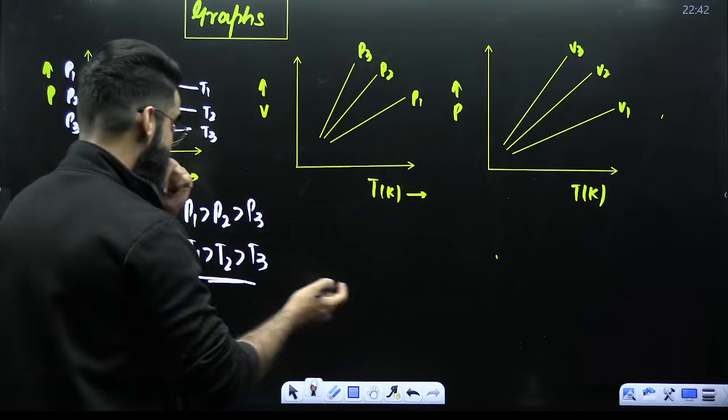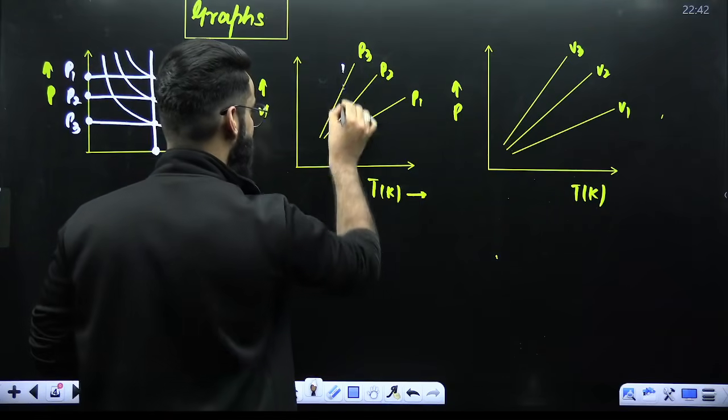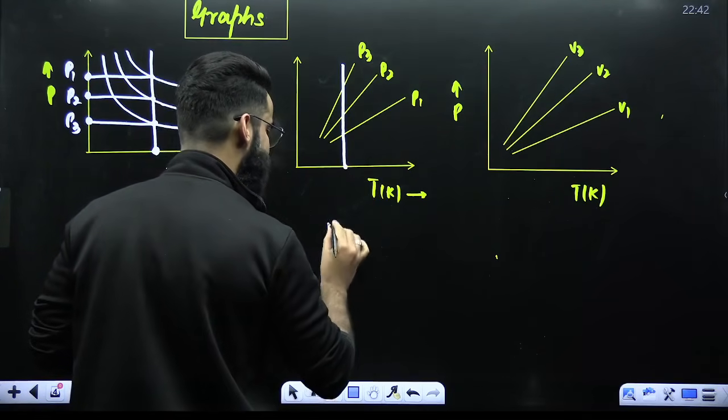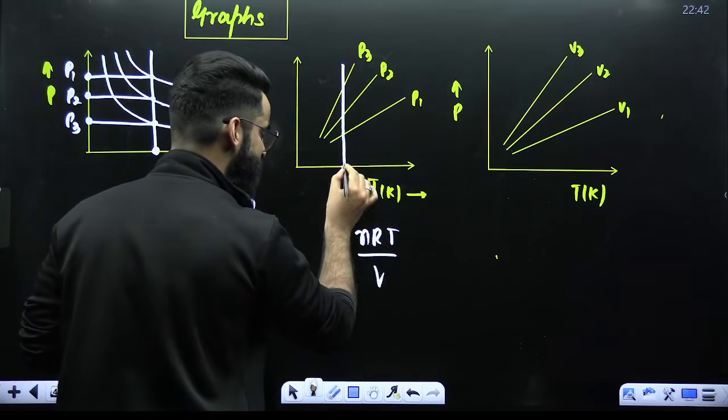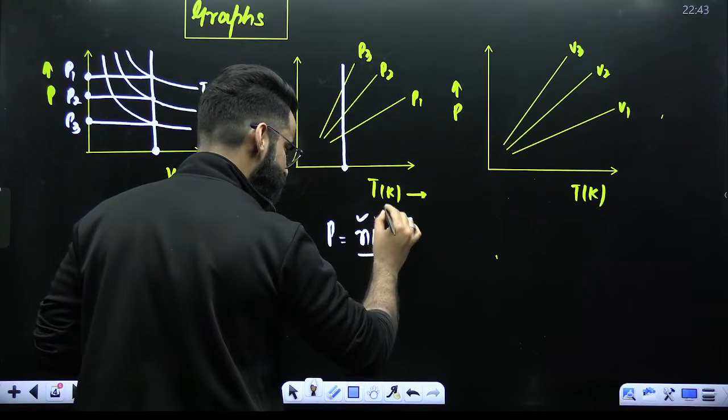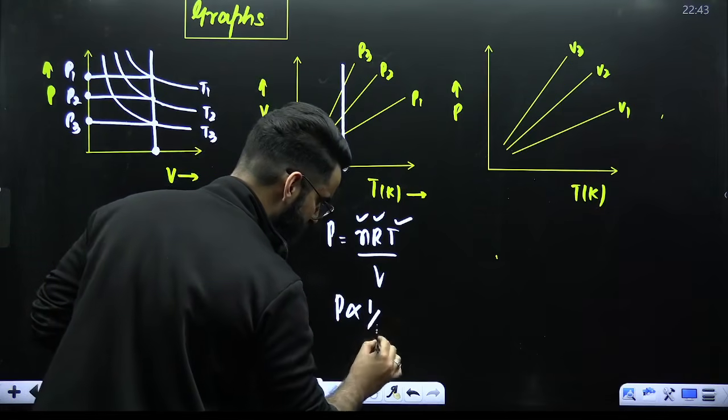As simple as that. Similarly, if you need to solve this particular equation, again draw a straight line. Since you are drawing a straight line, P is equal to nRT divided by V. That means you are keeping temperature constant. N is constant, R is constant. So pressure is inversely proportional to volume here.